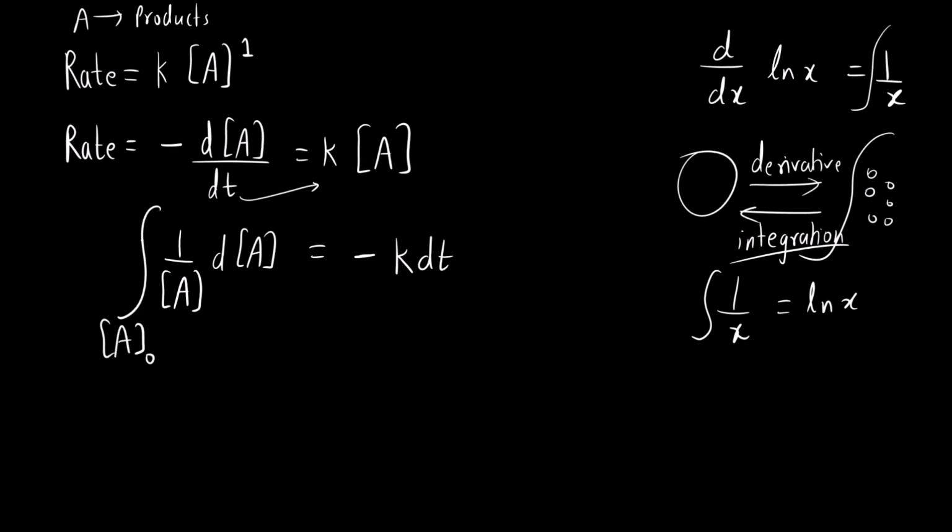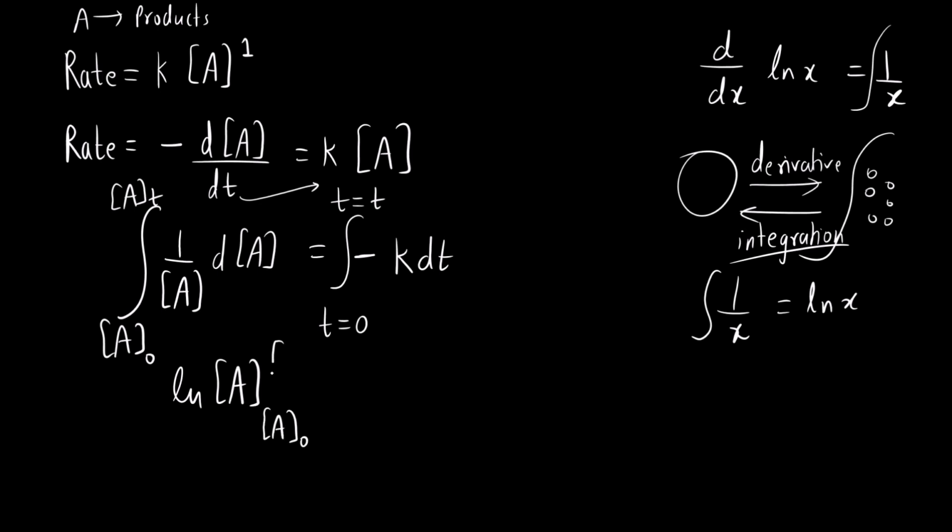Initial concentration is, let's say, A0 and final concentration is At. Similarly here, initial time is 0, final time is t. Integration of 1 by x dx is ln x. So ln A, with limits initial A0, final At. Similarly here, minus K is constant. Integration of dt: dt means small fragments of t, so when we integrate dt we will get the entire or complete t, again with limits t equal to 0, t equal to t.